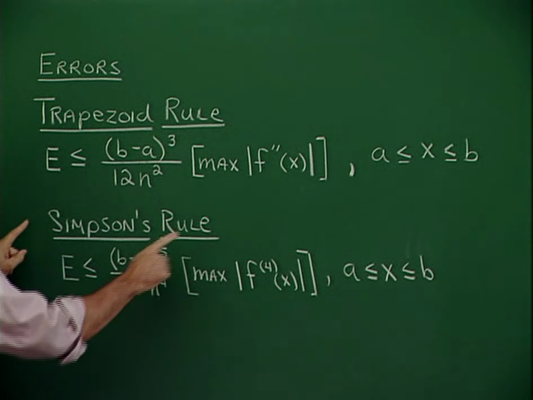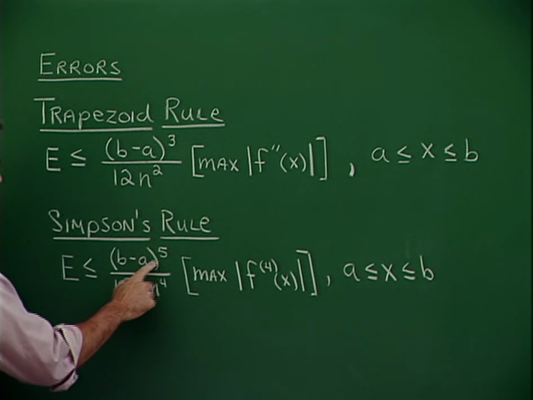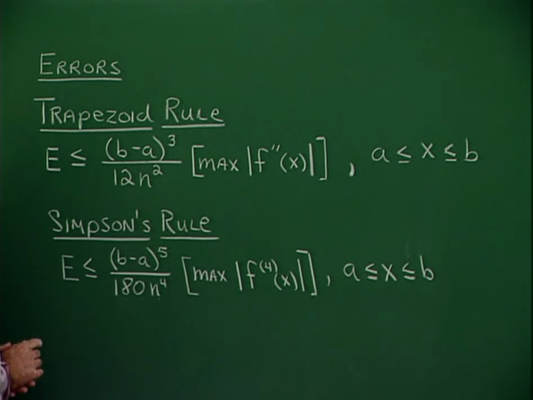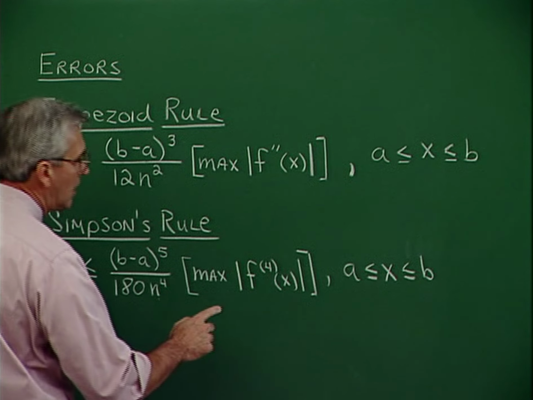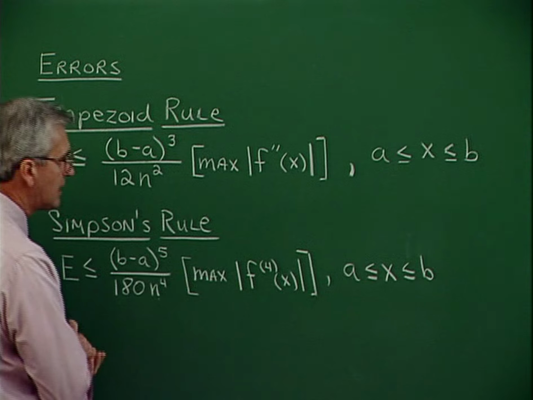For Simpson's rule, the error calculation, the error is less than or equal to b minus a to the 5th, 180 n to the 4th in the denominator, and it's the maximum value of the 4th derivative function, and x again appears in the interval.